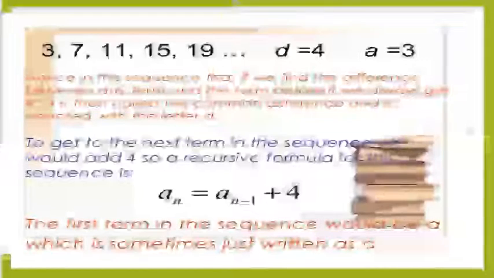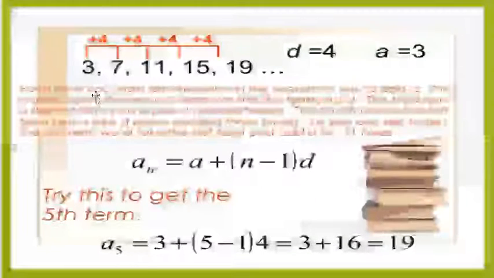So now we'll see in this sequence once again what the difference is and how we can calculate it. See here, 7 minus 3, the difference is plus 4. 3 plus 4 is equal to 7, 7 plus 4 is equal to 11, 11 plus 4 is equal to 15, 15 plus 4 is equal to 19. d is equal to 4, a is equal to 3. Each time you want another term in the sequence, you add only d.